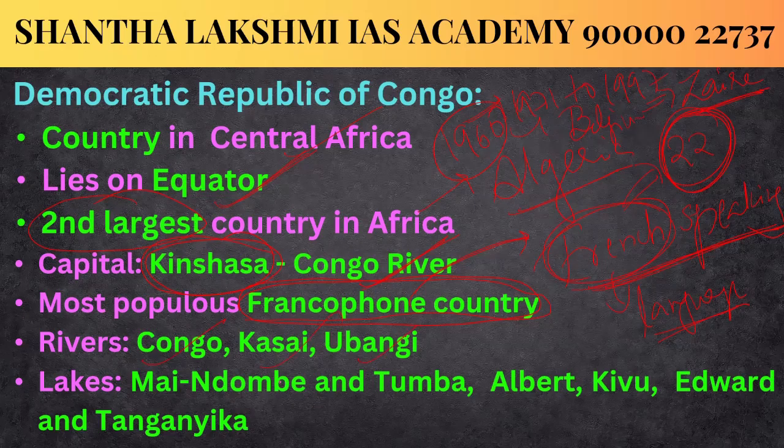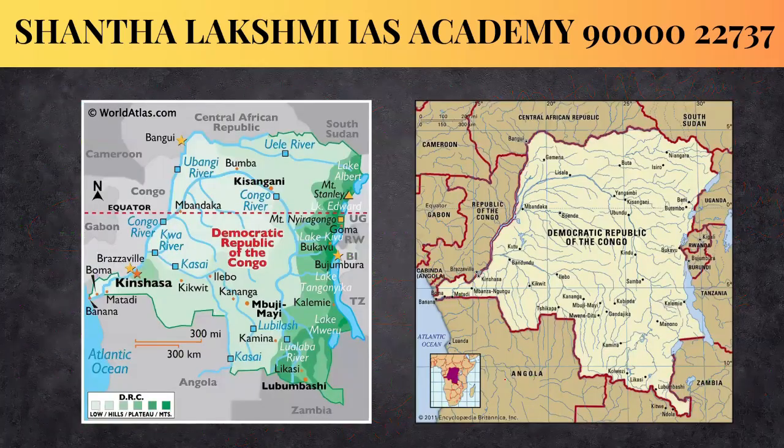And coming to the lakes, the main lakes are the Mai Ndombe and the Tumba, and the four great lakes of Africa, that is Albert, Kivu, Edward, and the Tanganyika. These four great lakes are present on its eastern frontier. Now coming to the border countries of this DRC, you can see here it is bordered by Angola and Cabinda, which is the exclave of Angola, and the Republic of the Congo, Central African Republic, South Sudan, Uganda, Rwanda, Burundi, Tanzania, and Zambia.